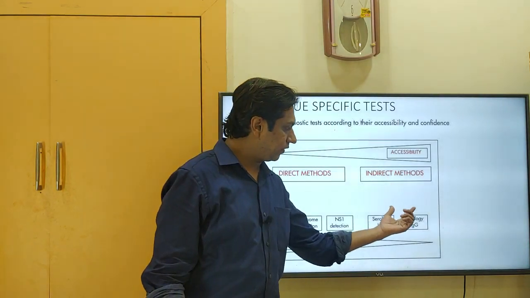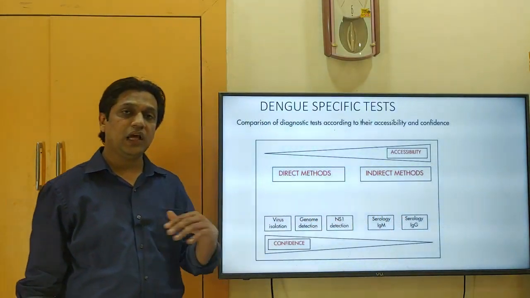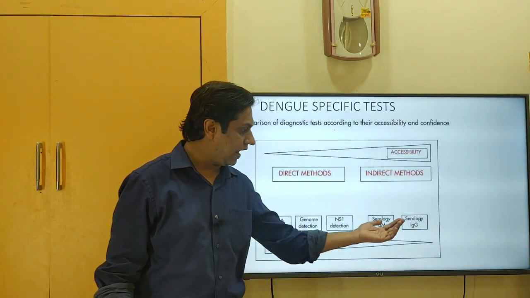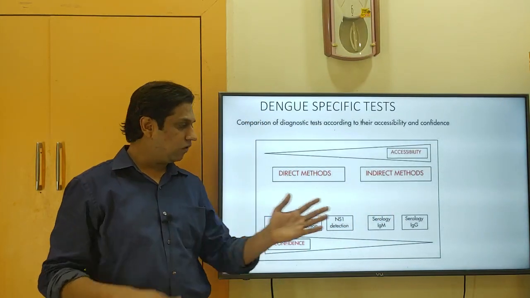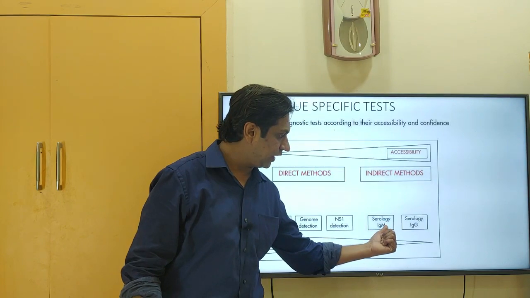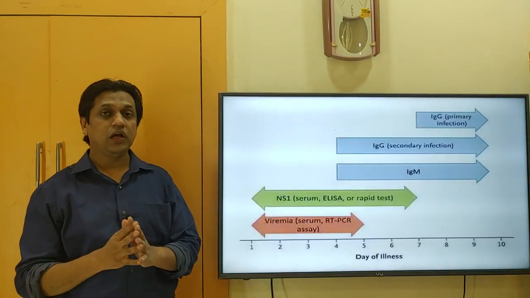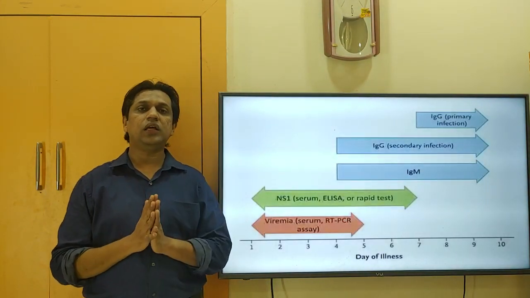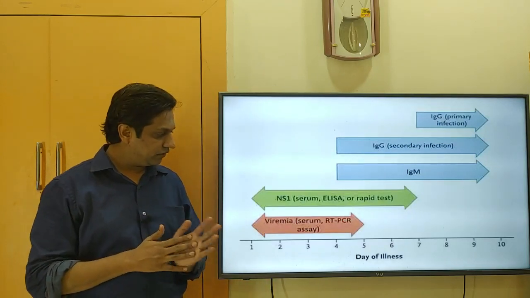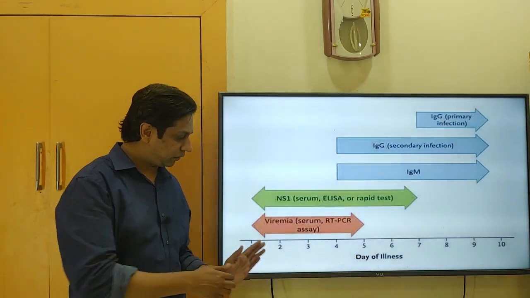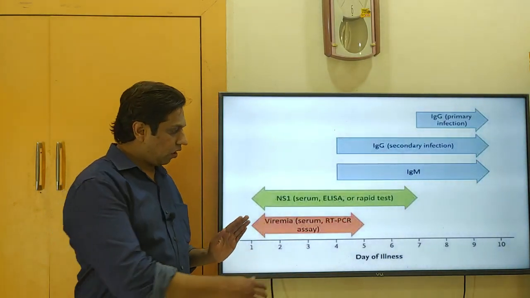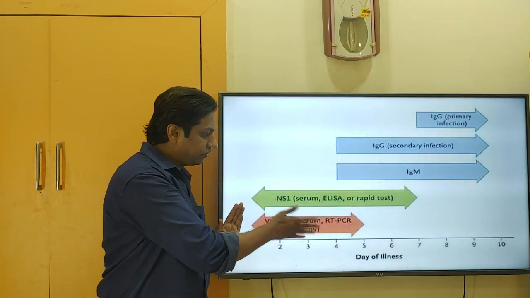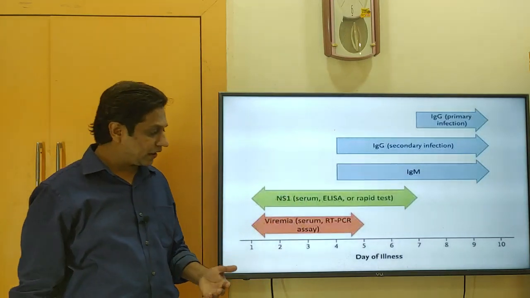Then indirect methods. So indirect methods, here we detect the antibodies, that is the serology, antibodies to the dengue virus antigen or dengue virus itself. So the antibodies like IgM and IgG are detected and that will indicate the dengue virus infection. So you can see this is the timeline of the illness, okay, on this axis, the number of days of the illness, and on those particular days which test will be positive or reactive.